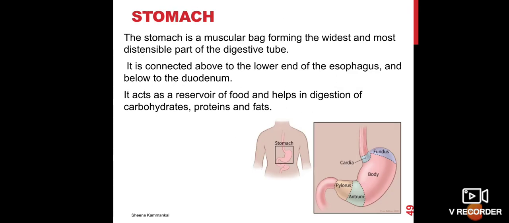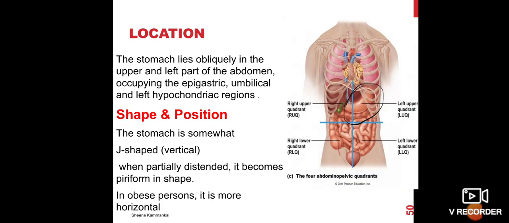The next structure is the stomach, which is present below the diaphragm. It is a large muscular bag which collects the food material. It is the widest part of the total digestive tube. It is connected above with the esophagus and below with the duodenum. Duodenum is the first part of the small intestine. It acts as a reservoir of food and helps in the digestion of carbohydrates, proteins, and fat.